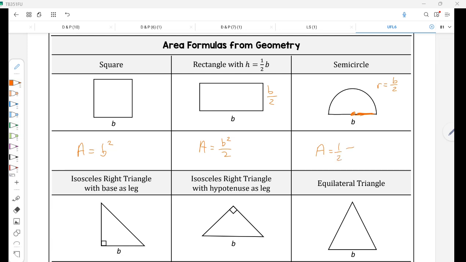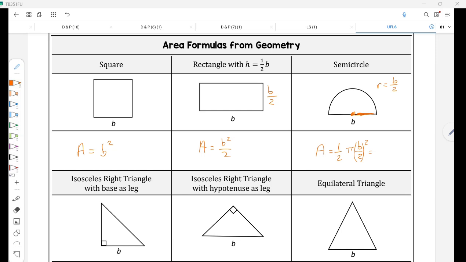Yep, 1/2 pi b over 2 squared. Which you're in the process of, what we're going to be doing, we're going to need to simplify. So this is all multiplication. So treat the numerators and the constants as a numerator. Treat the denominators as a denominator.